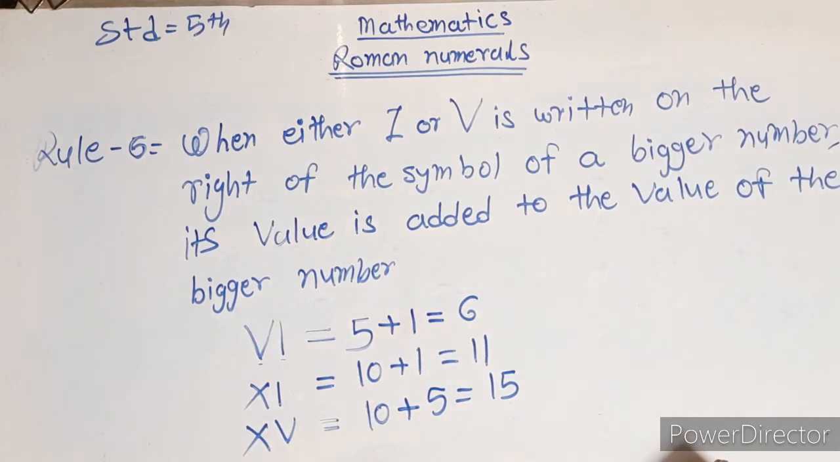Do you understand, student? Okay, it is the addition case. If the smaller symbol is to the right side of the bigger number, we use their addition. Okay?